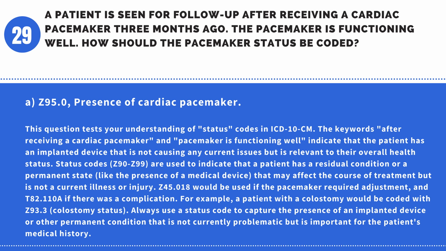This question tests your understanding of status codes in ICD-10-CM. The keywords after receiving a cardiac pacemaker and pacemaker is functioning well indicate that the patient has an implanted device that is not causing any current issues but is relevant to their overall health status. Status codes, Z90 to Z99, are used to indicate that a patient has a residual condition or a permanent state, like the presence of a medical device, that may affect the course of treatment but is not a current illness or injury. Z45.018 would be used if the pacemaker required adjustment, and T82.110A if there was a complication.